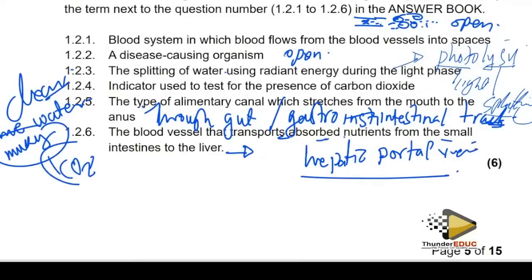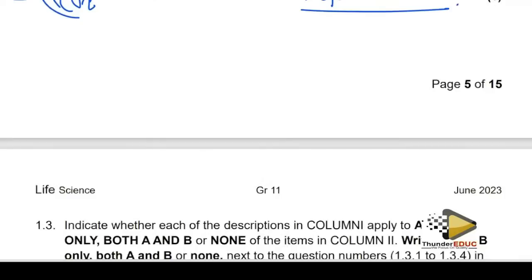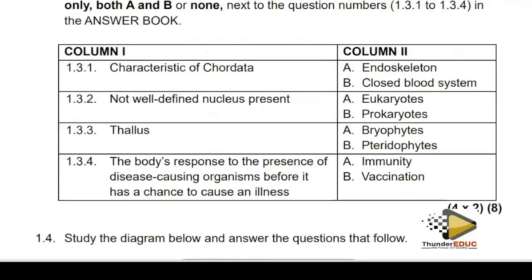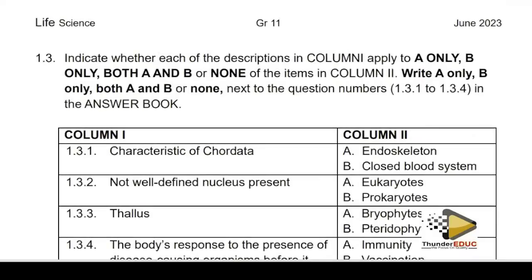Then when we go to the next question, please take note of this. You must follow the instruction the way it is saying. They are saying characteristics of chordates, organisms which have the backbone, internal skeleton, endoskeleton, and closed blood system. Correct: both. You must have written both A and B, not the word both.